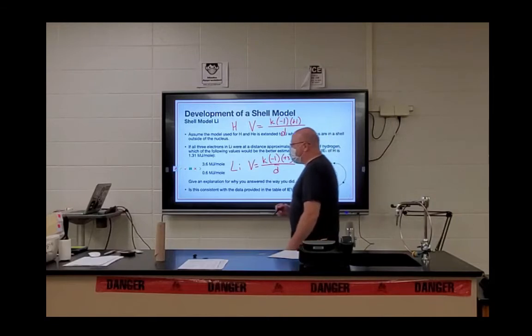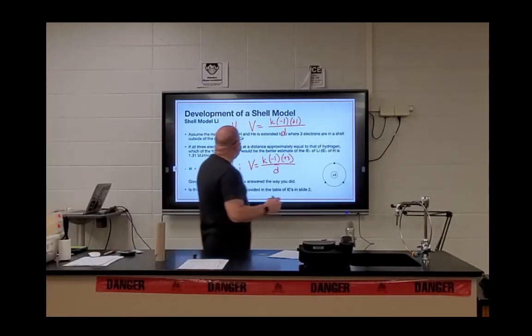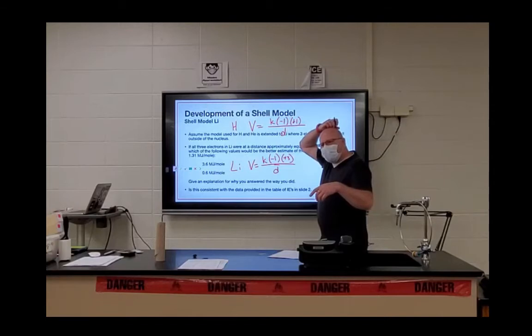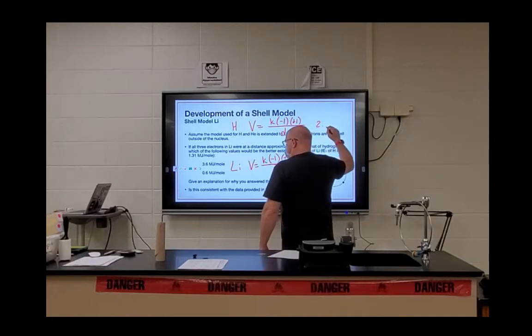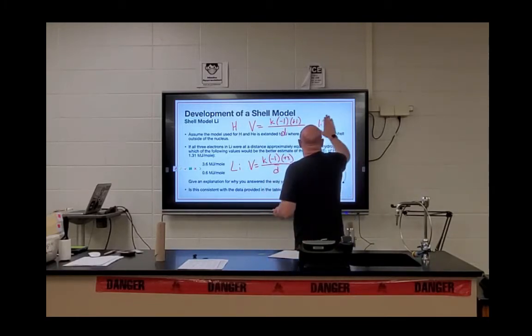And I can't remember what it was. 31. No, that's the distance. What was the ionization energy for hydrogen? No idea. Scroll back a couple of slides. 2.37 MJ/mol. That was helium. Okay, never mind. 1.31. I'll just call it 1.3. So that's the ionization energy for hydrogen.